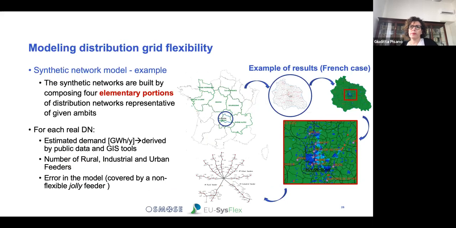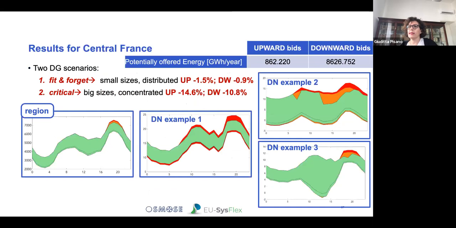Next slide, please. In this slide, I show an example of the synthetic network model built by composing feeders of typical ambits according to the data derived by the GIS tools. Next slide, please. And finally, in this slide, the flexibility profiles during one of the typical days considered of the interface and of three distribution networks. In green, the feasible flexibility that can be offered without any harmful impact on the distribution system operation. In red, the unfeasible quantity due to its impact on the grid limitation. And in orange, the quantity that needs reactive power support to become feasible. I would like to stress only that the spatial downscaling reveals the local criticality.